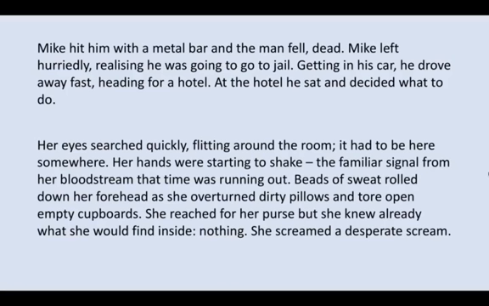So you might think, is this person looking for money? Well, what does the familiar signal from the bloodstream mean? Are they looking for medication? Could that be drugs? Or could it just be, needing, for example, an insulin injection? Well, let's have a look at the evidence. What about dirty pillows, empty cupboards? That seems a bit kind of sinister. Maybe this is a drug situation.